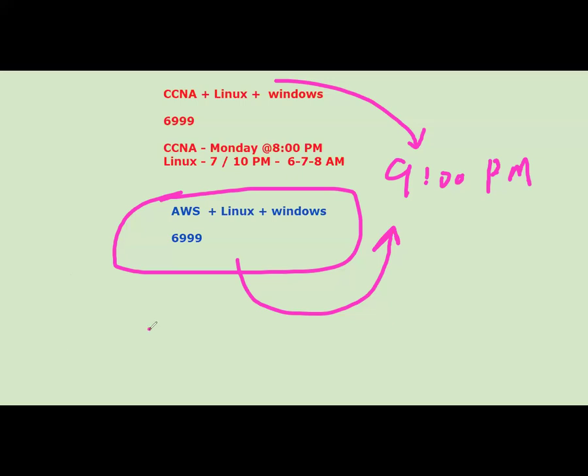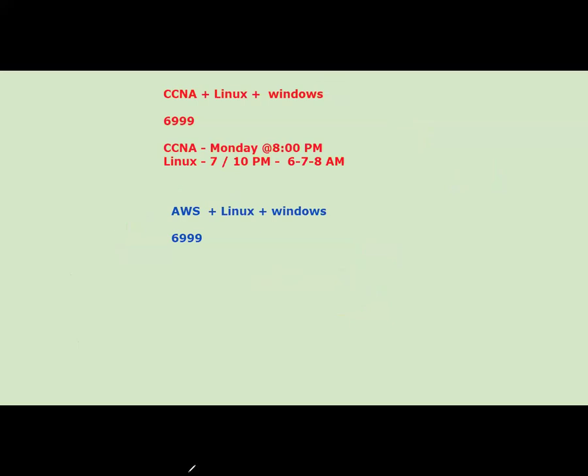What you can do is simply make a call to the management, the DURGASOFT management, and ask them about the AWS plus CCNA plus Linux package.